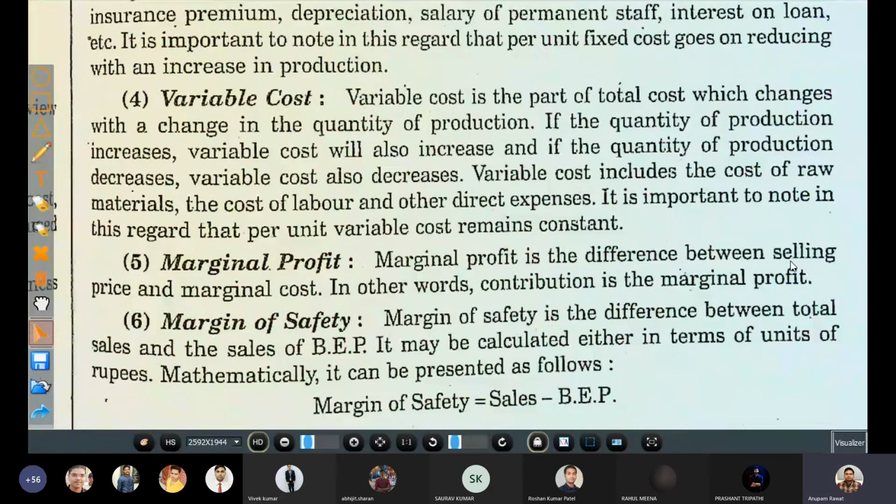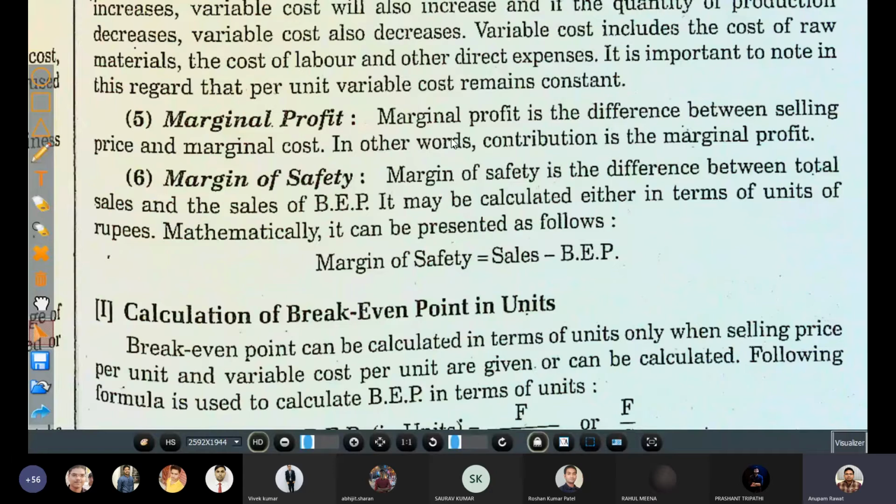There is a marginal profit. I already told you the marginal profit is basically the profit of one additional unit that can be received by selling one additional product. In other words, the contribution is the marginal profit. Margin of safety is the difference between the total sales and the sales at the break-even point. It may be calculated either in terms of units or rupees. Mathematically, it can be represented as sales minus break-even point rupees.